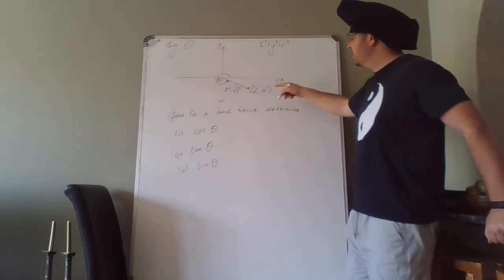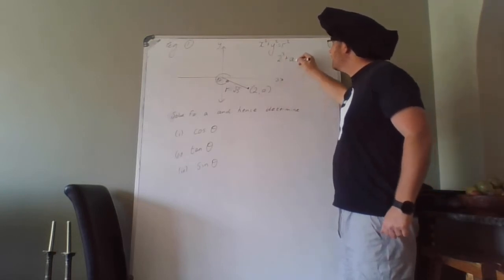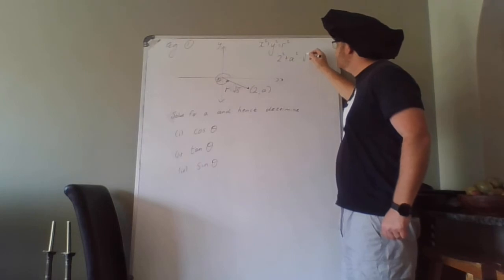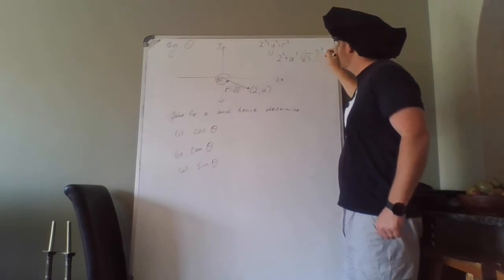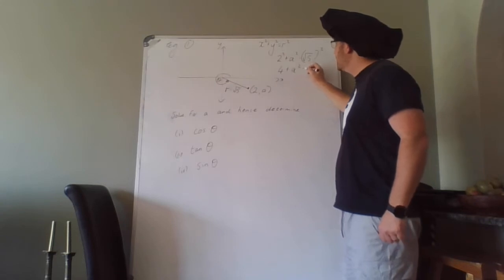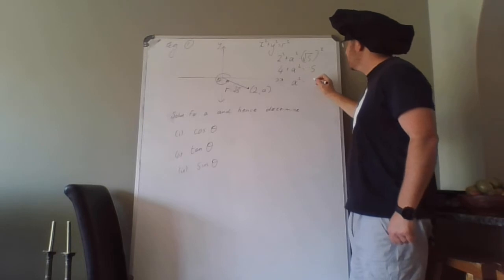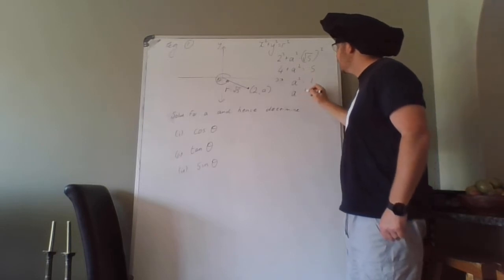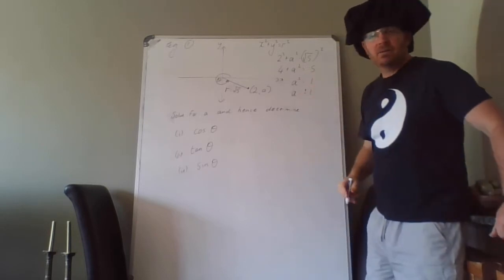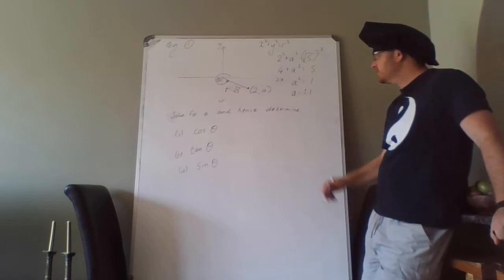So your x-coordinate in this case is 2, so 2 squared plus a squared is going to be equal to root 5 squared. Okay, so I'm going to get 4 plus a squared is equal to 5. So a squared is 5 minus 4, which is 1. So a, don't forget, could be plus or negative 1, which is really why we're always going to need a diagram in these kinds of questions.